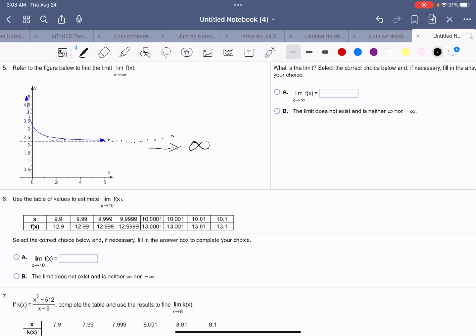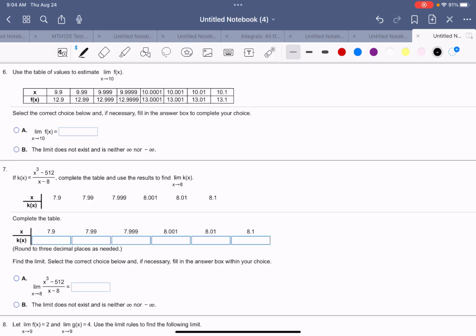is approaching this value here. So as it gets closer and closer to infinity, it gets closer and closer to what looks to be about 2.25. So this limit is 2.25. So if the tail end of the function is approaching a horizontal line, that value of y is going to be your limit. Example 6.